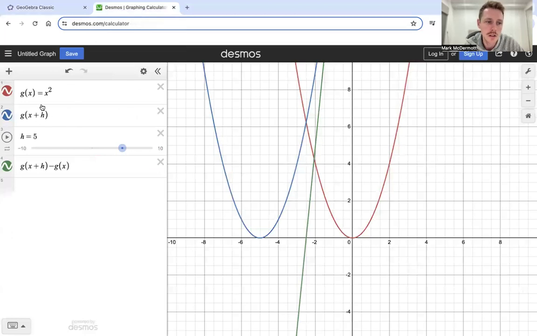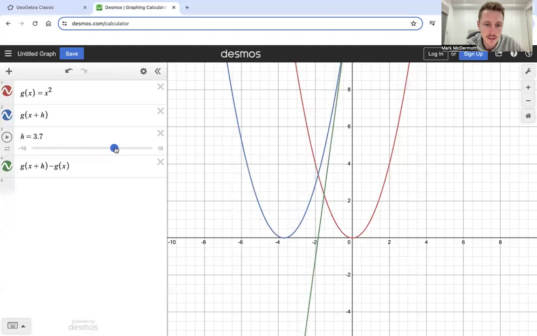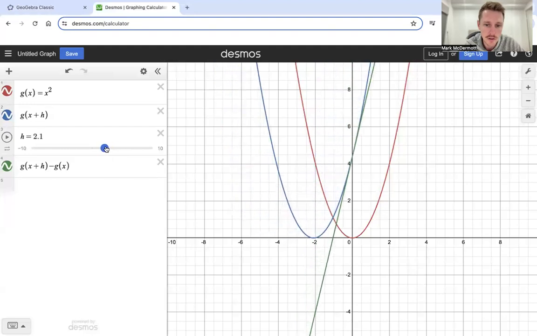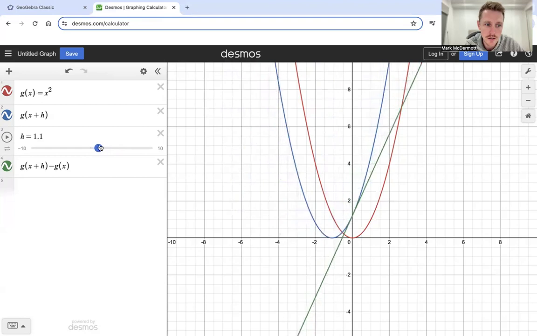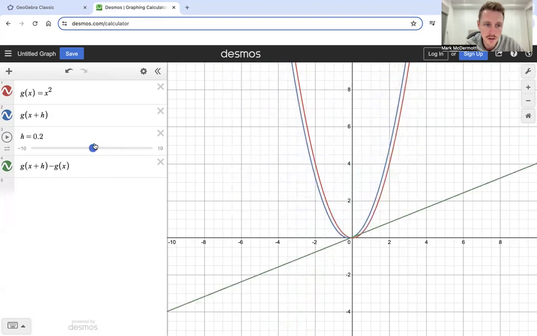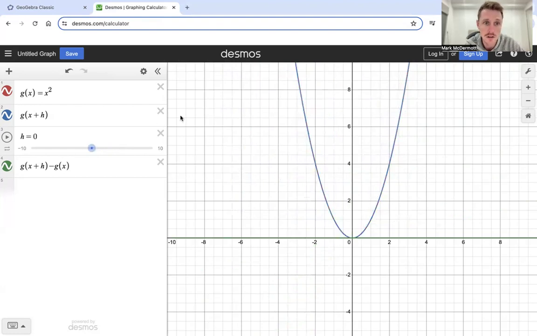What I've got here is g of x equals x squared and g of x plus h. And then we've got g of x plus h minus g of x, which was our denominator. Now, what you'll notice is if h goes to 0, so h is some small change in g, then as h gets to 0, you'll notice that g of x plus h, which is the green line, goes to 0. So if I keep going, as it approaches 0, there's no difference between the functions, and then h goes to 0.